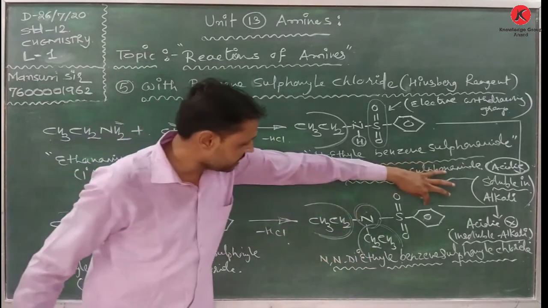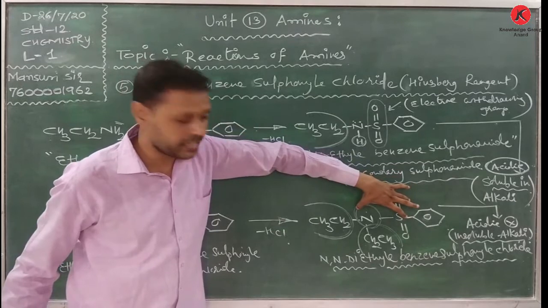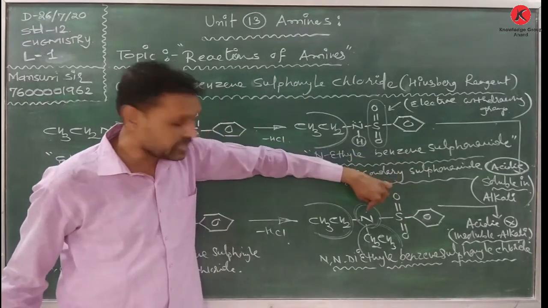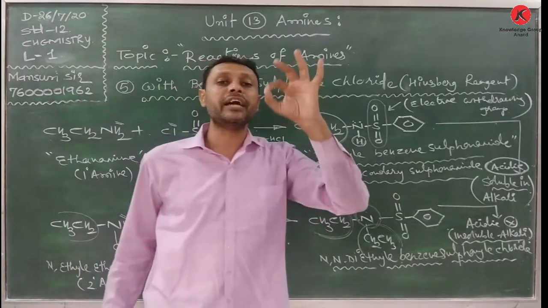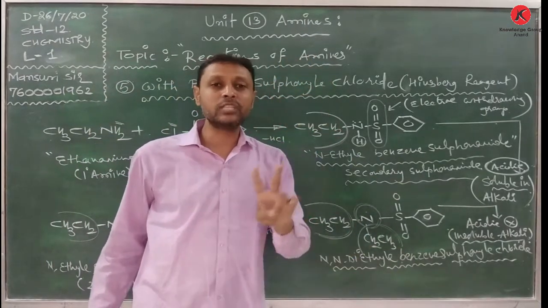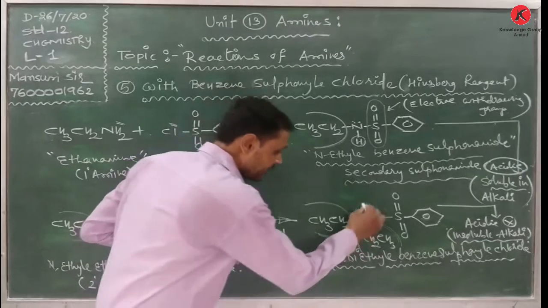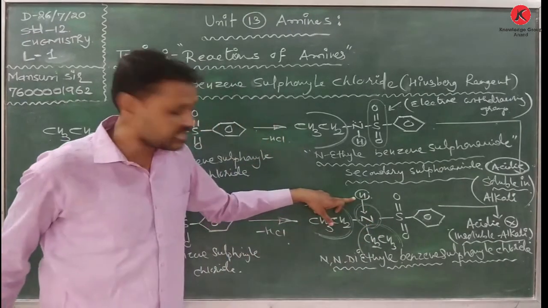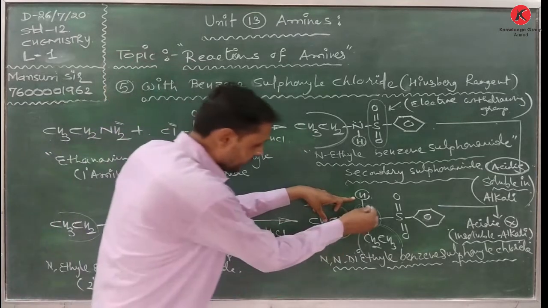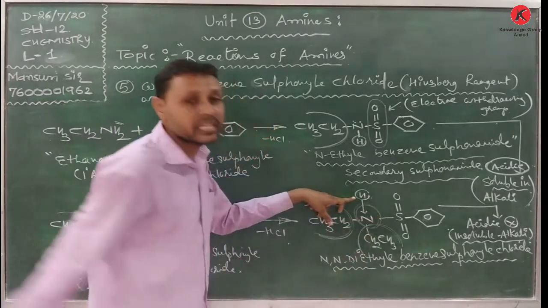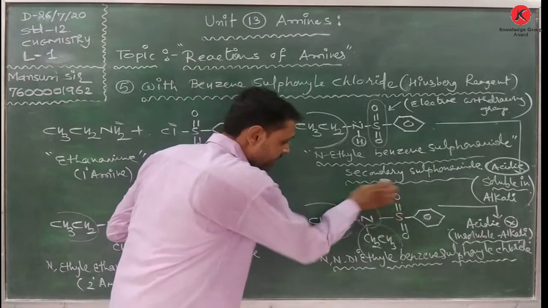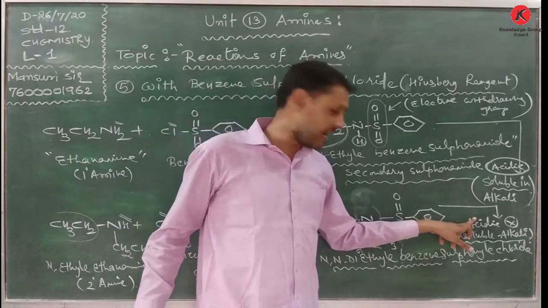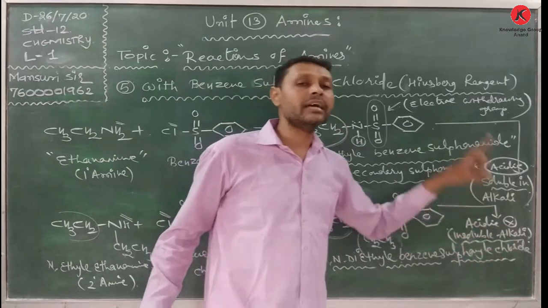N,N-diethyl benzene sulfonamide is obtained. This is my tertiary sulfonamide. But this substance does not contain hydrogen with nitrogen. That is why it is not acidic. Here, hydrogen is not present with nitrogen. That is why it is not acidic. So that is why we can say that it is insoluble in alkali.